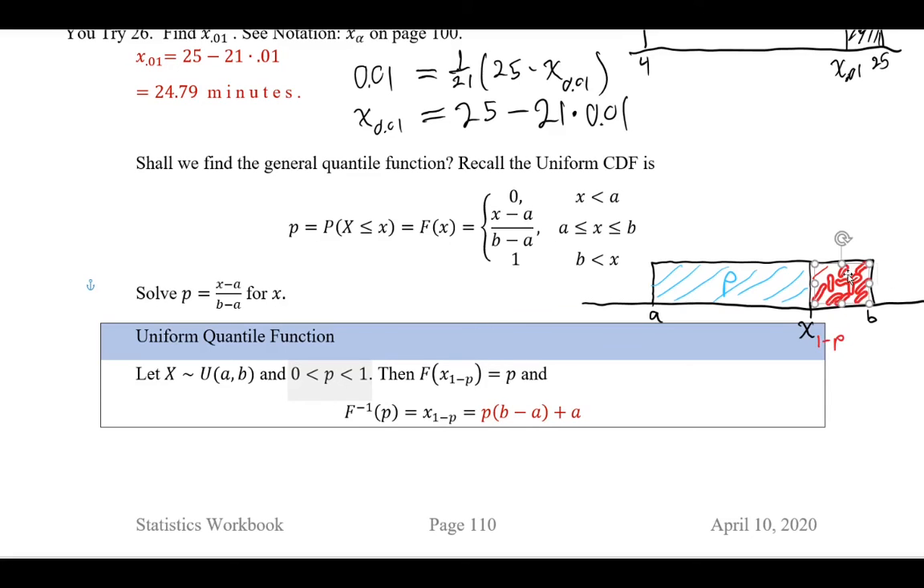So recall that this subscript tells us that a certain probability is to the right. And if we know that p proportion is to the left of x, then 1 minus p would be to the right. Thus, the CDF function of x sub 1 minus p equals p. And so if we take the inverse of this, the inverse CDF of p would be x sub 1 minus p, which it turns out, once we solve for this, is the proportion times the range b minus a plus a.